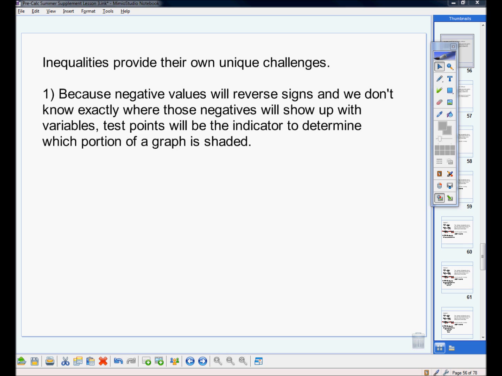All right. Yes, the last lesson we had taken a look at equations. Inequalities with rational expressions provide their own unique challenges. Because the negative values are going to reverse the signs, we don't know where the negatives are going to show up because we're dealing with variables. Sometimes they'll be positive, sometimes they'll be negative. So test points are going to be the indicator to determine which part of the graph is shaded, and then we'll use the graph to determine your final answer.